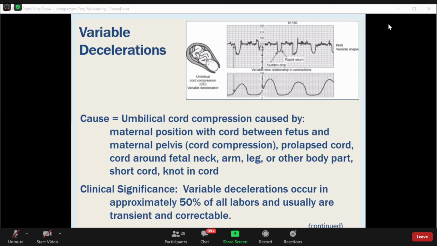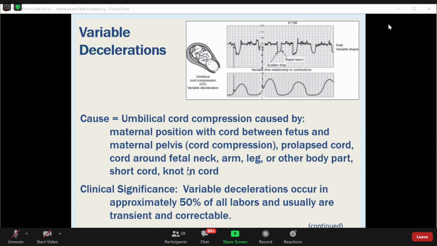Sorry, Professor, so you said oligohydramnios is a cause for compression. Well, oligohydramnios, right, is if you don't have sufficient fluid for everything to float around, the cord can become compressed. Okay. Right? So she might need an amnio infusion. Okay. Yeah. That can be one of the reasons.